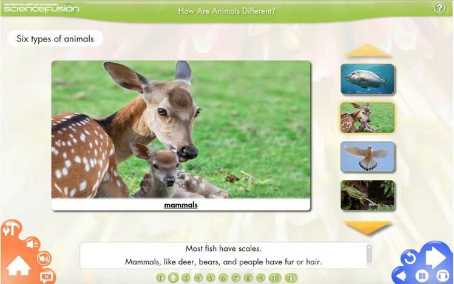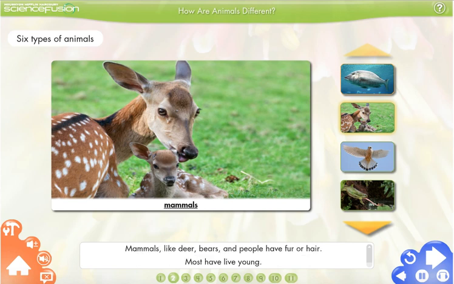Mammals, like deer, bears, and people, have fur or hair. Most have live young. Young mammals drink milk from their mother's body. So mammals all have fur or hair. So you can see the fur on the deer. And you're a mammal too because you have hair. And you're also born alive.